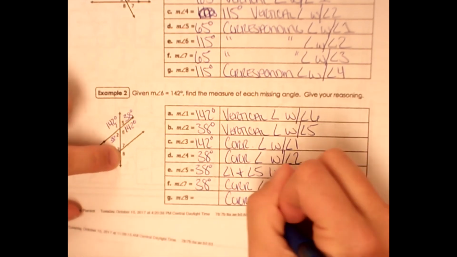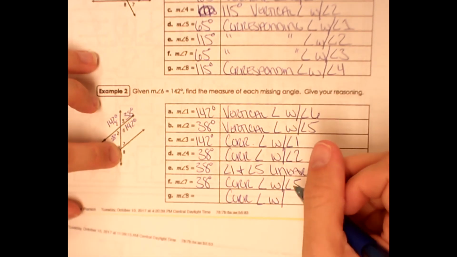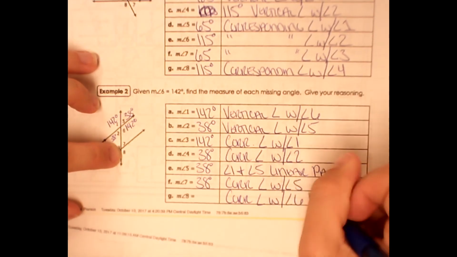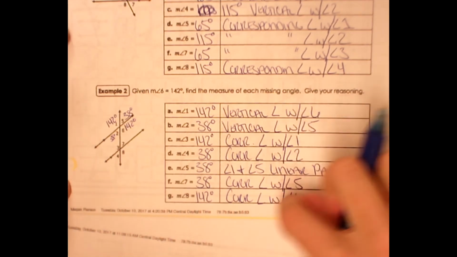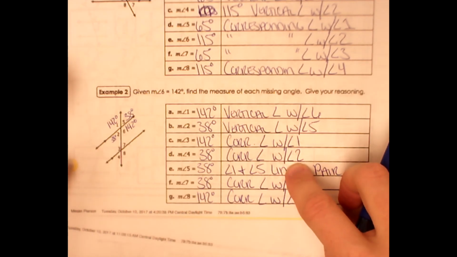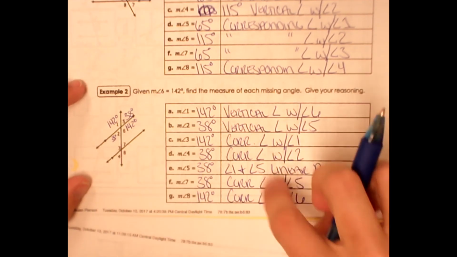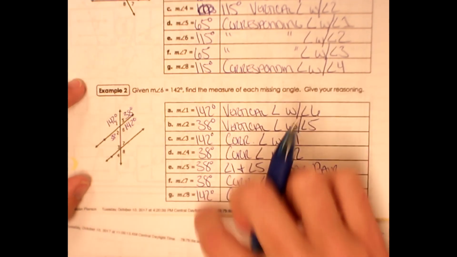And then angle 8 corresponds with angle 6, so that makes angle 8 142 degrees as well. Now, like I said, your reasoning can be different. It needs to make sense and be correct, but it can be different than what I wrote down. But you need to make sure you justify whatever answer you gave.